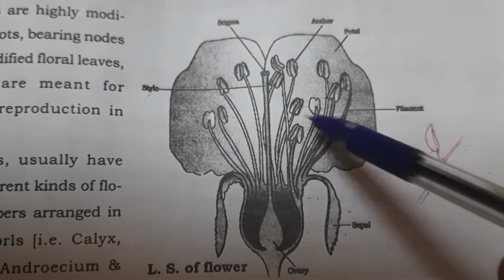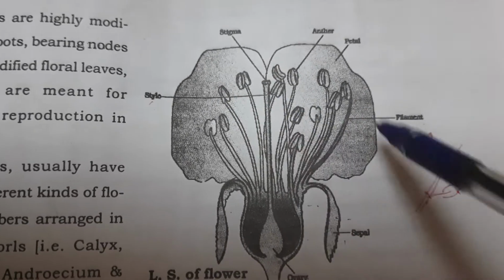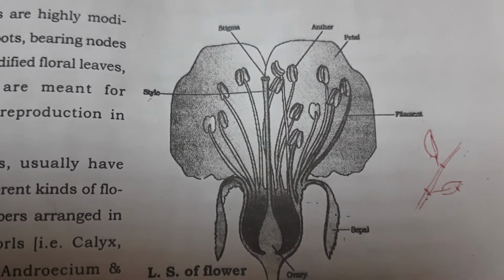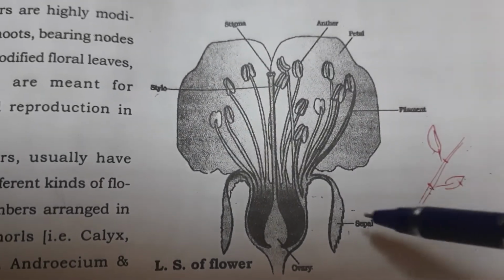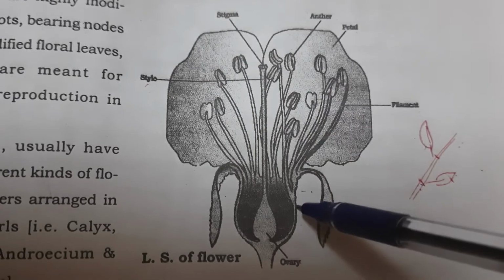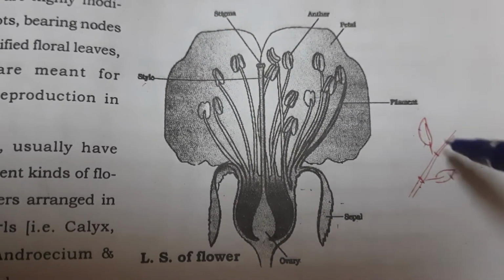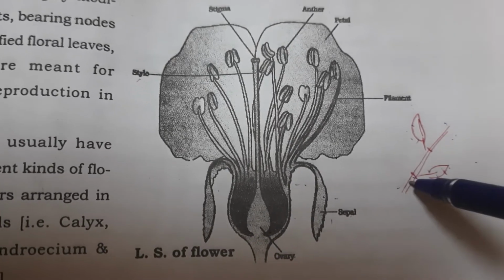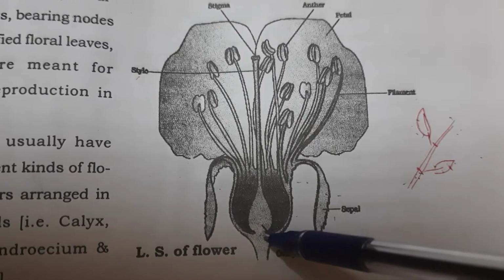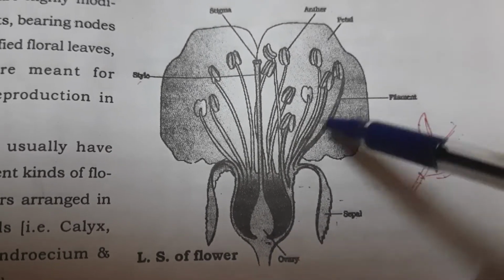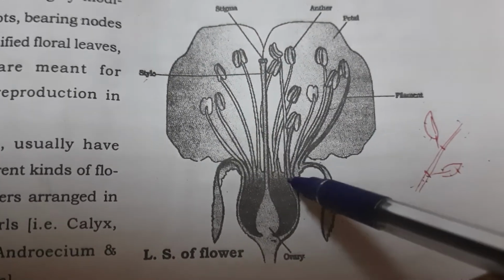These are the floral organs: calyx, corolla, androecium and the gynoecium. These four are the floral organs. These organs are arranged on the thalamus, like leaves are arranged on the stem of the plant body. Here this thalamus is highly condensed. On this thalamus, these floral organs are present.